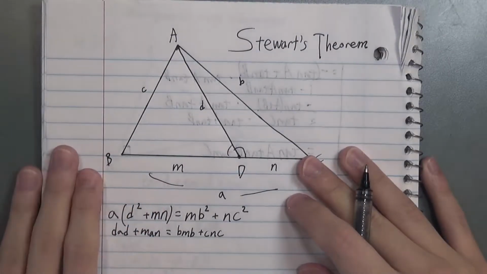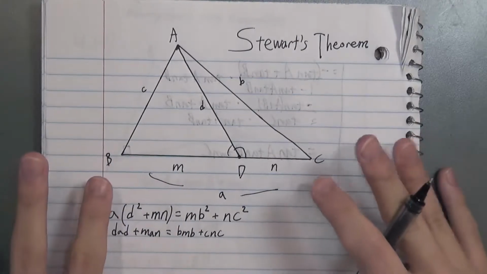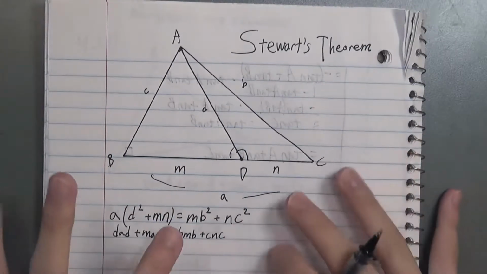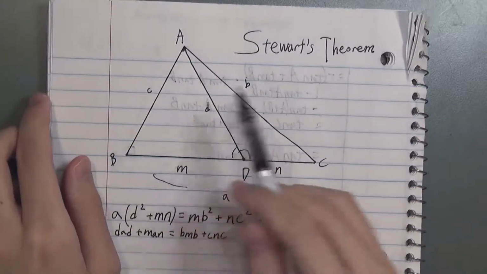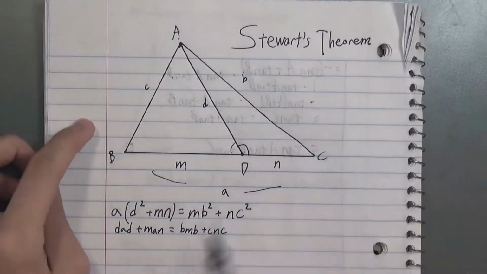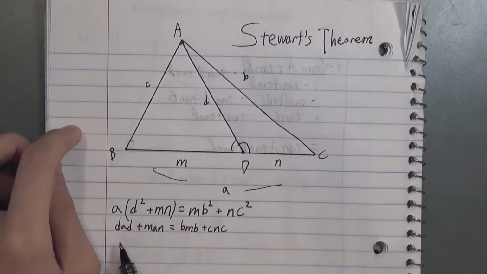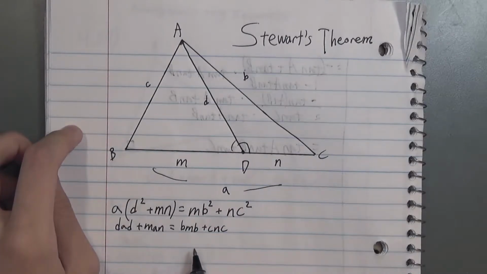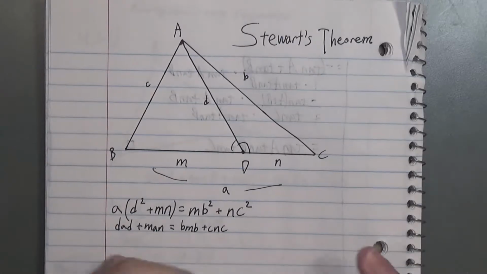Alright, so today in pre-calculus I learned about Stewart's theorem. Yay! What a theorem. It takes a bunch of lengths in a triangle and this line and then puts them together in this strange formula that can be memorized more easily by saying "a man and his dad put a bomb in the sink," or "dad plus man equals BMB plus CNC." How enlightening.